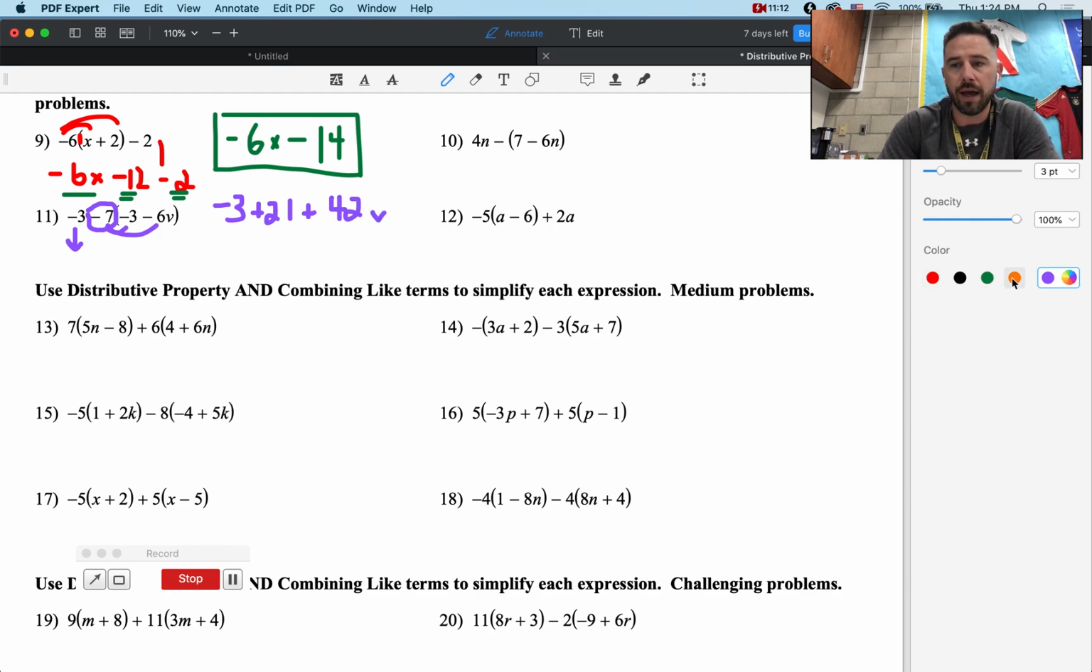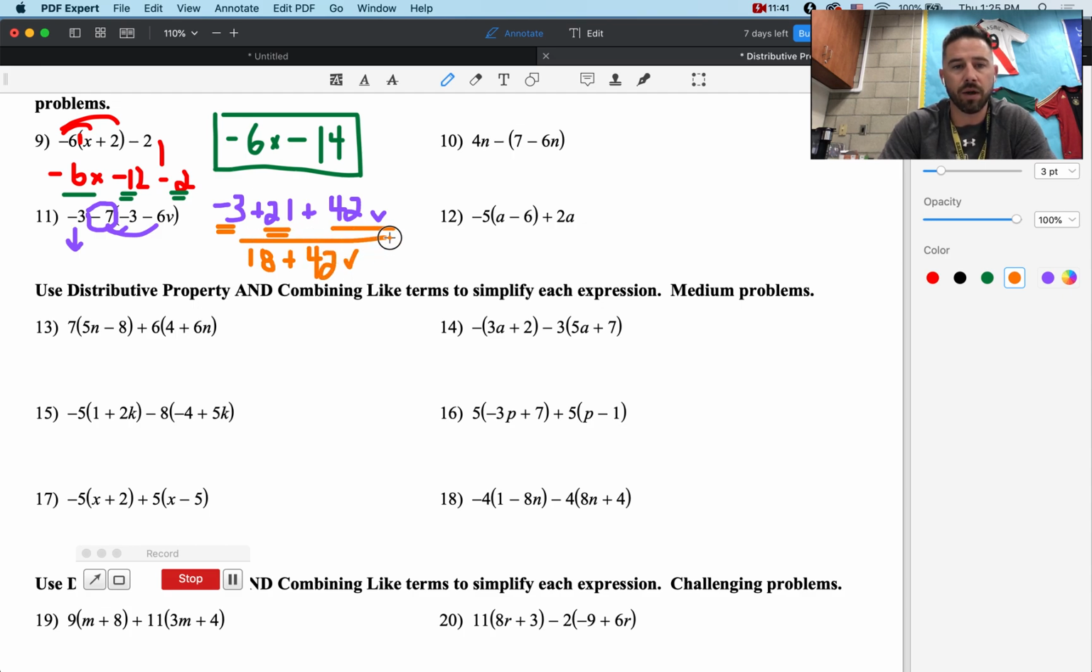Okay, and now let's combine like terms. V's. Do I have any other v's? No. Numbers. So what's -3 plus 21? Well, the 21's bigger, so we're going to keep that sign, which is positive, and subtract. 21 minus 3 is 18. And then I'm just going to drop this guy down. Plus 42v.